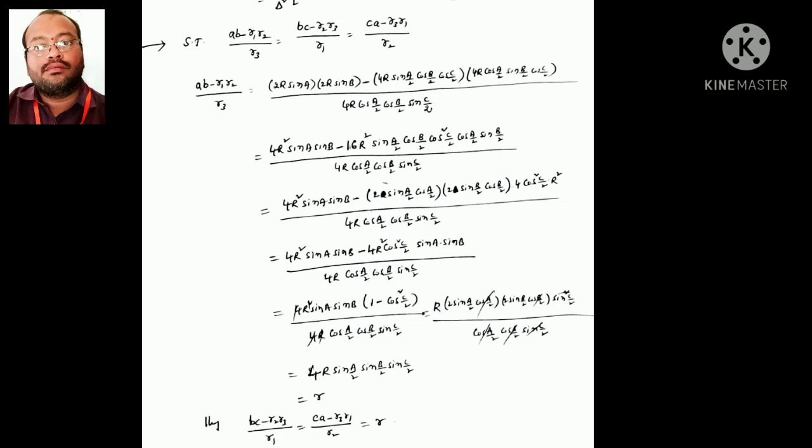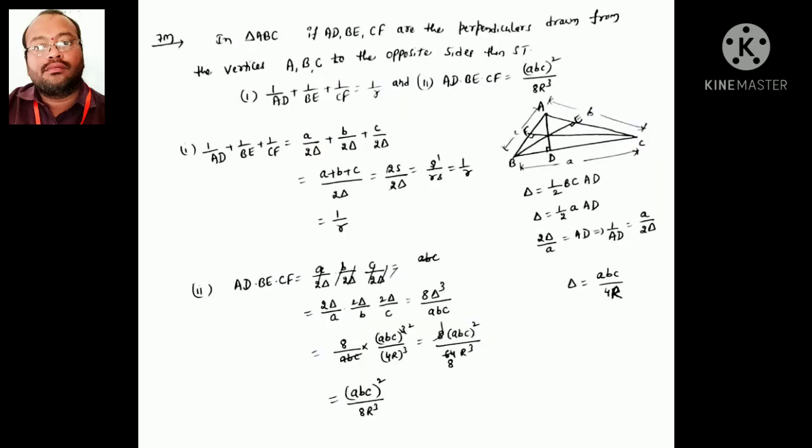Similarly, BC minus R2 R3 by R1 also we can get r, and CA minus R3 R1 by R2 also we can get r. So that's why we can get AB minus R1 R2 by R3 is equal to BC minus R2 R3 by R1 is equal to CA minus R3 R1 by R2 is equal to small r. This is also a very important question for the 7 marks.